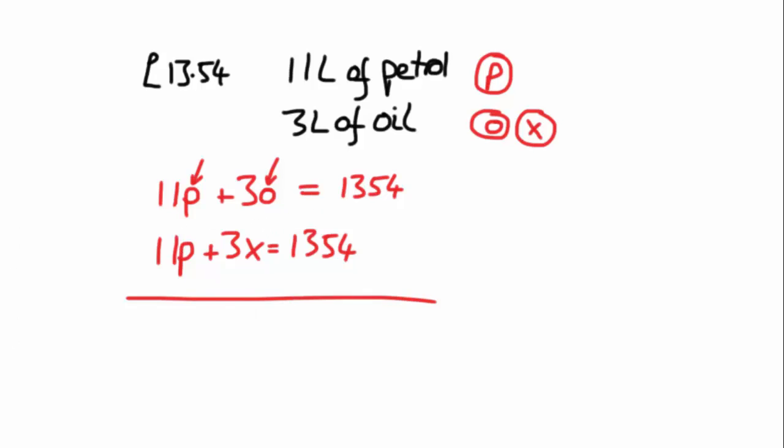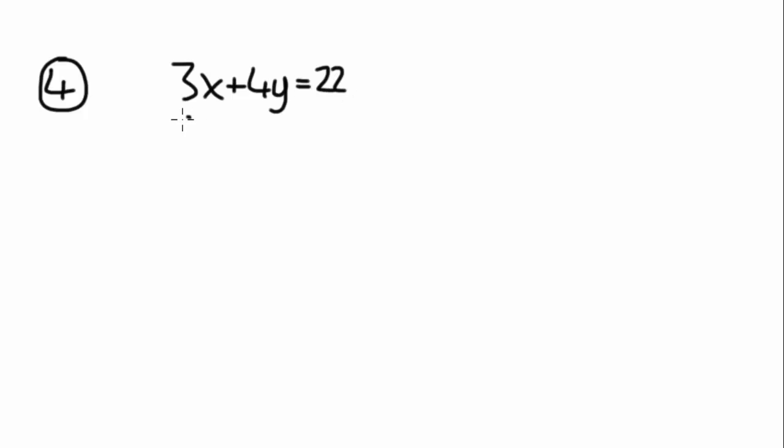And speaking of simultaneous equations, your next wee question is question 4. Question 4 is 3x plus 4y equals 22, and then we've got 8x minus 2y equals 8. First thing you do is we number them.